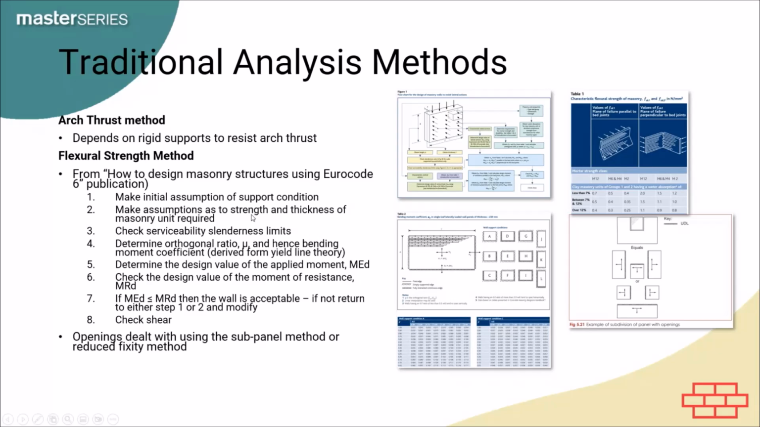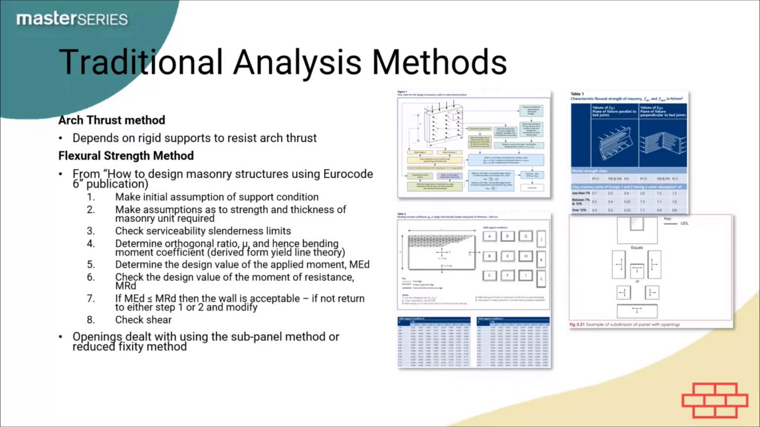We check the serviceability slenderness limits using the dimensions of our panel. We determine our orthogonal ratio, mu, and bending moment coefficient appropriate to our panel shape. And as mentioned, our bending moment coefficients are set out in Table 9 of the code, and essentially the coefficients are generated from the yield line theory we talked about. We determine the design value of the applied moment, MED. We take into account our panel dimensions, our bending moment coefficients, our wind load, and our orthogonal ratio, so our two different plane strengths, flexural strengths within that.